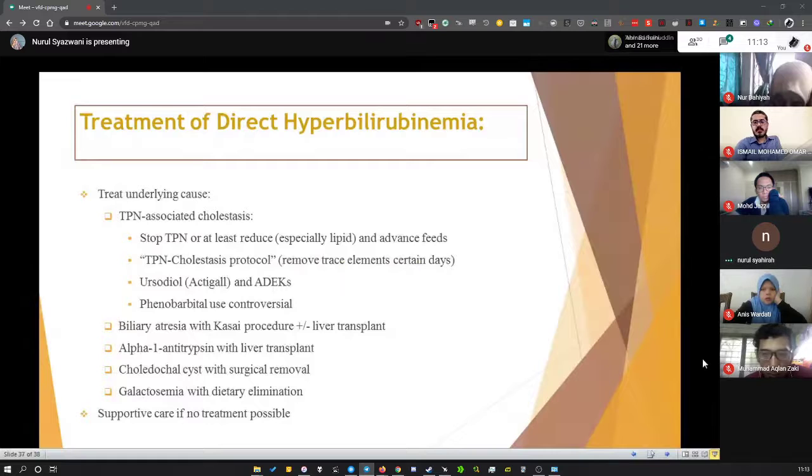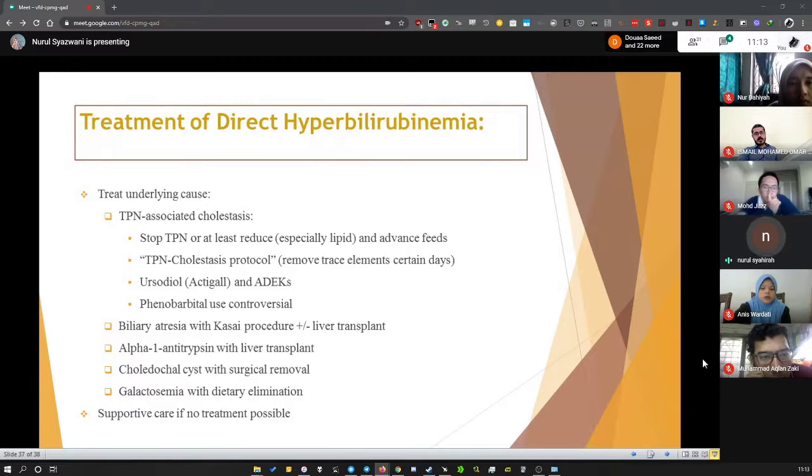Okay, this one is the treatment for direct hyperbilirubinemia. So we must treat the underlying causes. If the patient has cholestasis, we must stop the TPN. We must stop the total parenteral nutrition, and then we must follow the TPN consensus protocol.